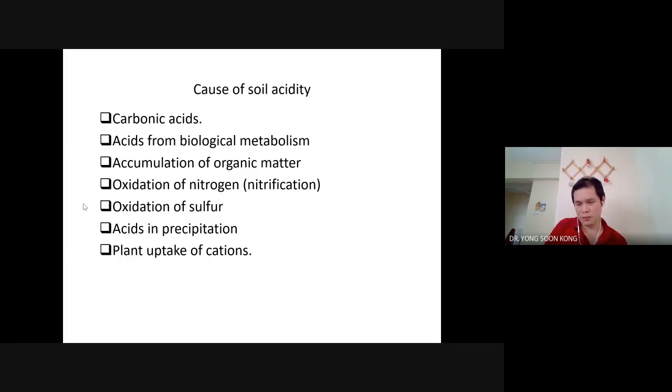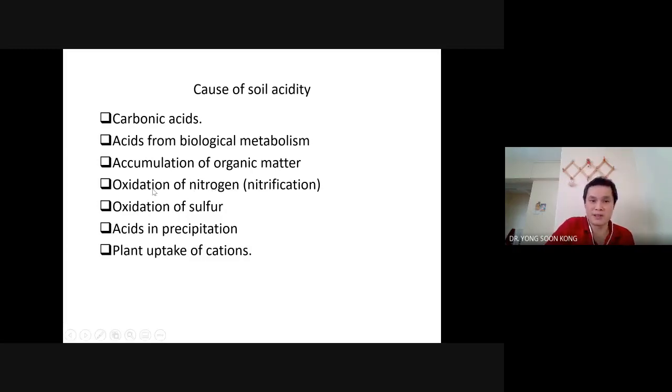So earlier, I told you peat soil is acidic due to microbial activity, but there are actually many causes. The first one is carbonic acid. I'm sure you've learned this is from rainwater. Natural rain contains carbonic acid. I'll explain later how. Then microbial metabolism, microbial activity, as well as the accumulation of organic matter. These two actually come hand in hand. Whenever you find organic matter, you will find biological metabolism, and together they contribute to acidic soil.